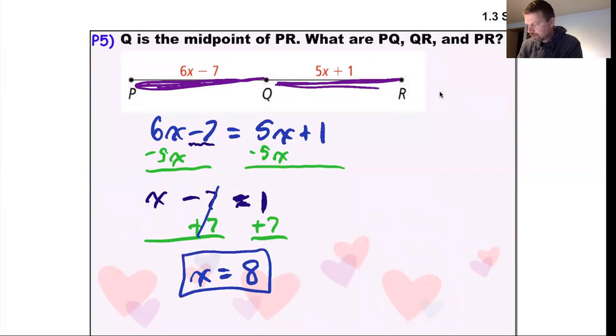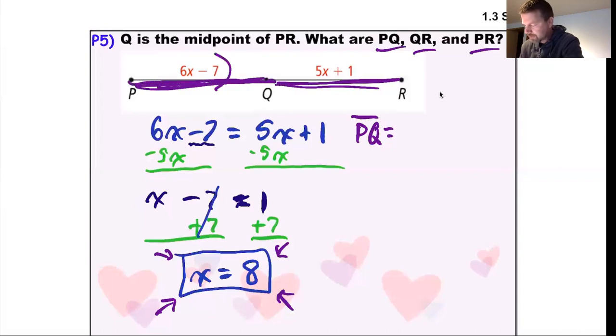Again, double check that you're answering the question. This one was asking for PQ, QR, and PR. I found x, but I need to find those distances. So we just do that, PQ. Up here it said PQ was 6x minus 7. But now I know x. X is 8. So instead of writing 6 times x minus 7, we can go 6 times 8 minus 7.